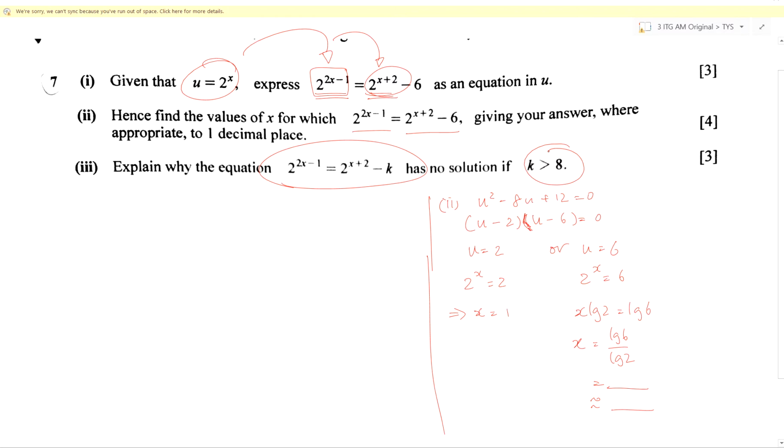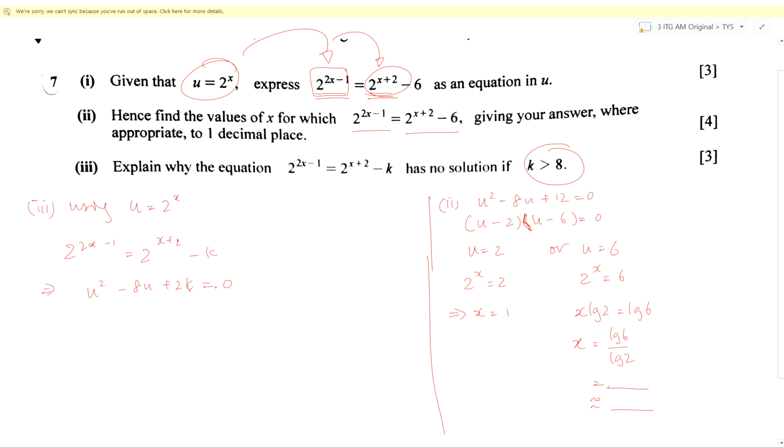So using the same substitution, u equals 2 power x, for part 3, our equation 2 power 2x minus 1, x plus 2 minus k will now become something very similar. We get u squared minus 8u plus 2k equals 0. Okay, so this is a quadratic. And when we want to solve this, we can either choose to factorize or use the quadratic formula. By using the quadratic formula, we will have 3 possible cases. Either there are 2 real and distinct roots, or 2 real and repeated roots, or we have no real roots. In other words, no solution. And all these are dependent on the discriminant of your quadratic equation.